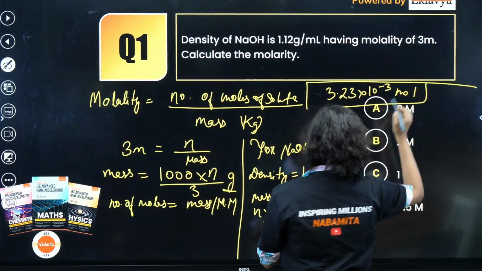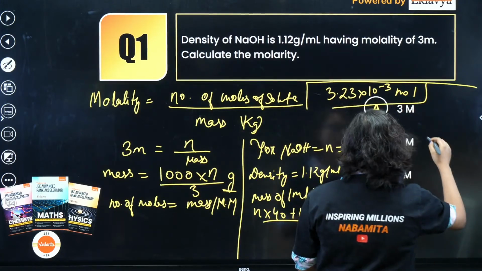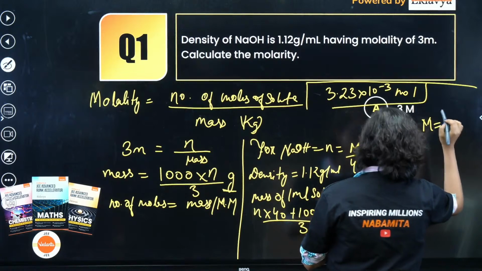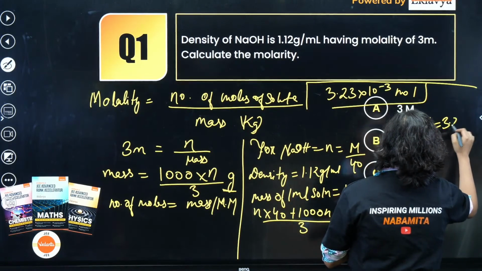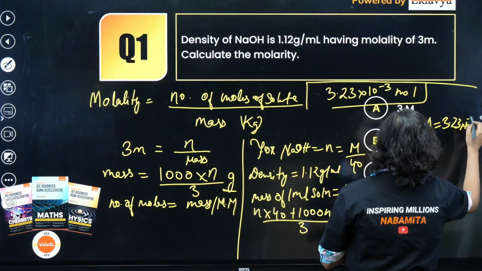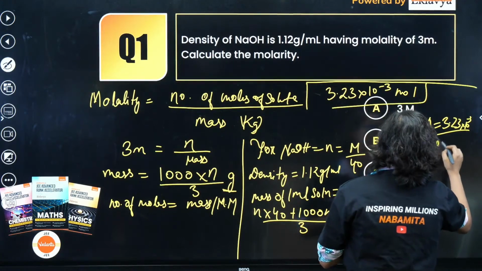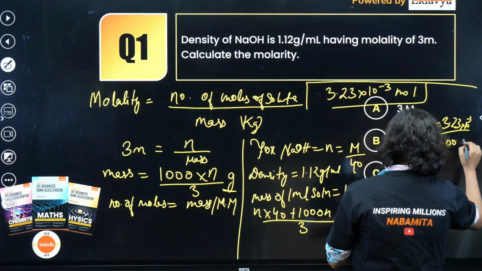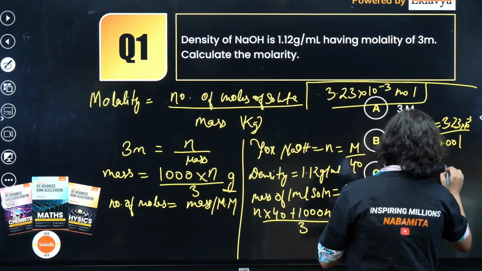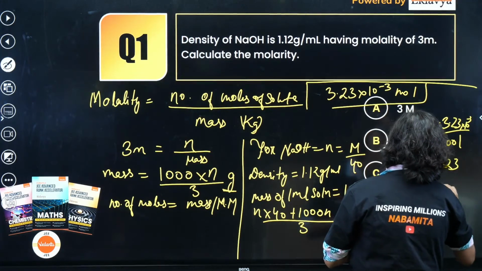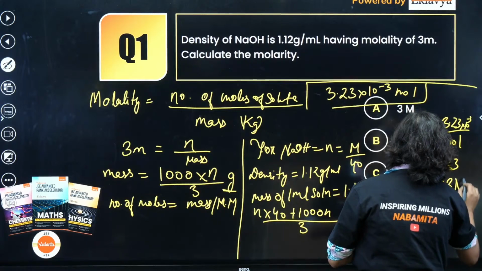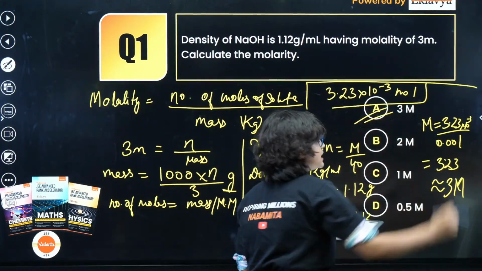Okay. Once you get this, what do you have to do? Molarity you have to calculate. So molarity will be 3.23 into 10 to the power minus 3 divided by 0.001, and that will be equal to 3.23, which is nothing but 3 molar. So option A is your correct answer.